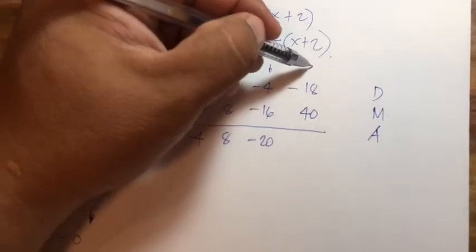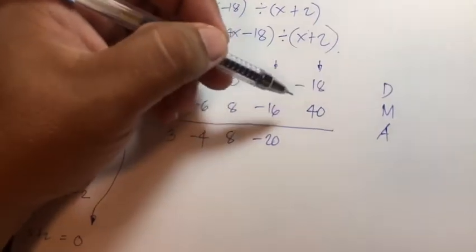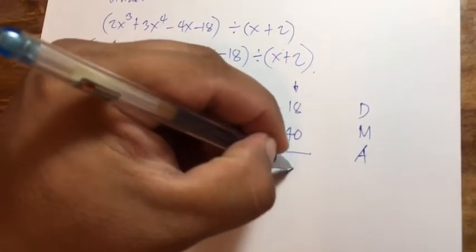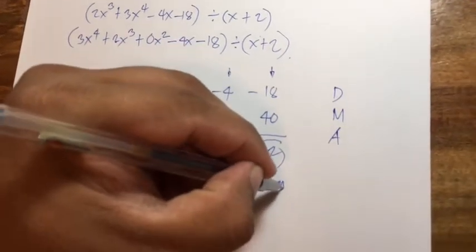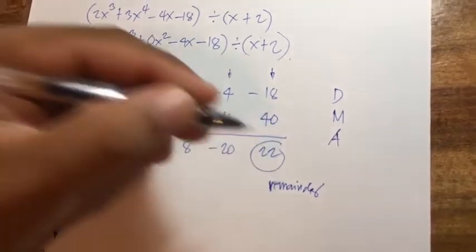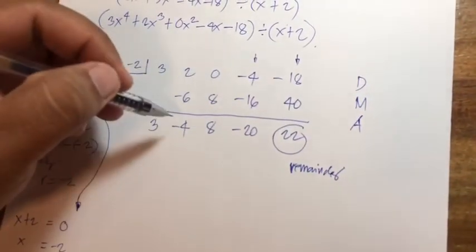Then add negative 18 plus 40 is, wow, 22. So this 22 is our remainder. Okay. Then 3, negative 4, 8, and negative 2 is part of our quotient.